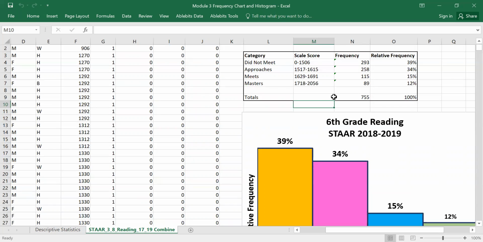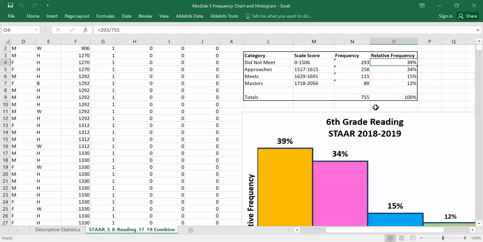Then with relative frequency, what I did is I took the frequency for each of the categories and I divided it by 755, which was the total of all these together. And I did that for each one. And then you can see it right up here as well. And that's the formula. So you can see the equals 293 divided by 755 right there. So that's the formula I used for that.